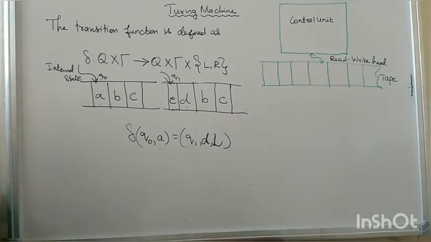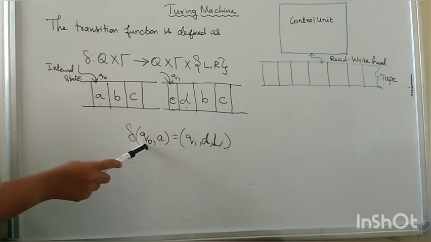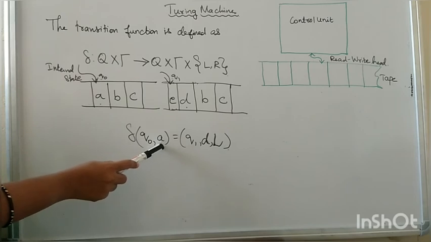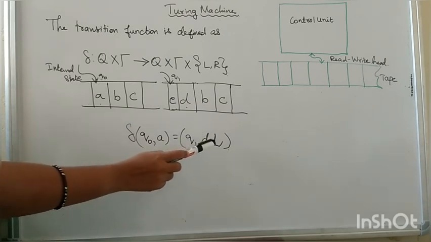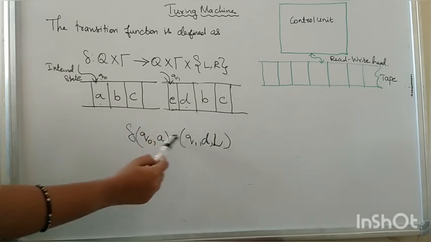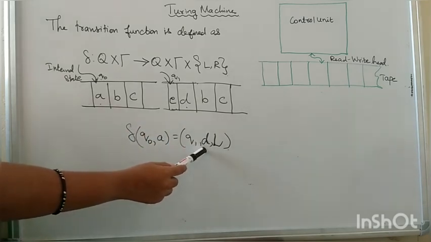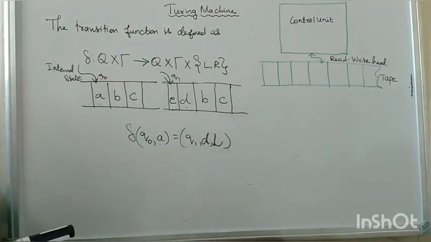Actually, while doing these operations, this process will be repeated again and again. Whenever your machine is in the state Q0 and the tape symbol is A, your machine will be shifted to Q1. By that time the tape symbol A will be replaced by D and the tape head will be moved towards the left.